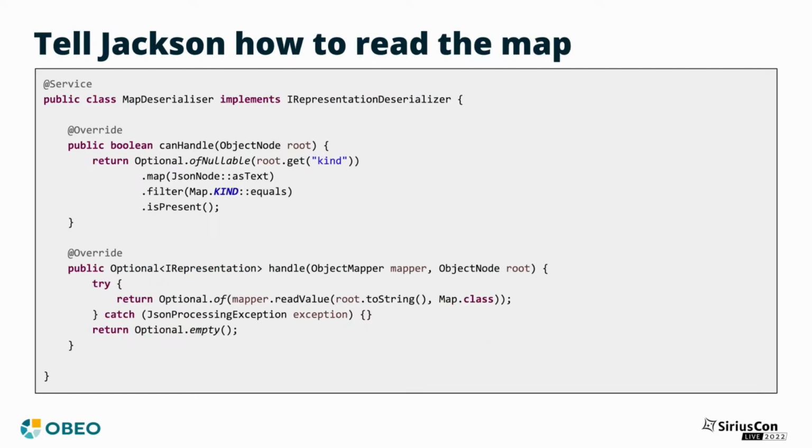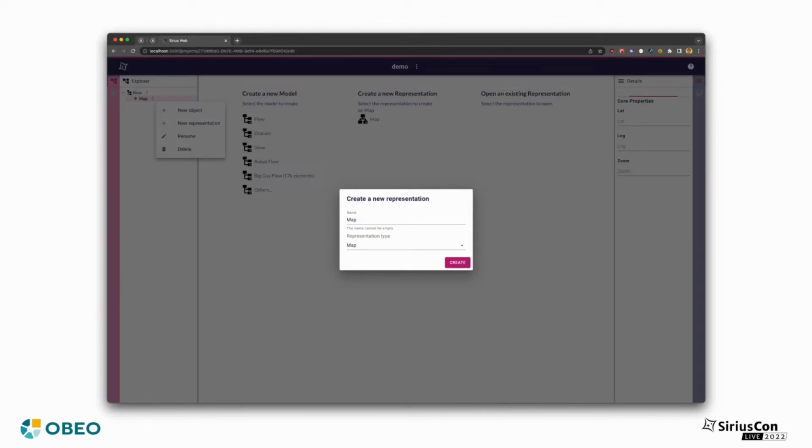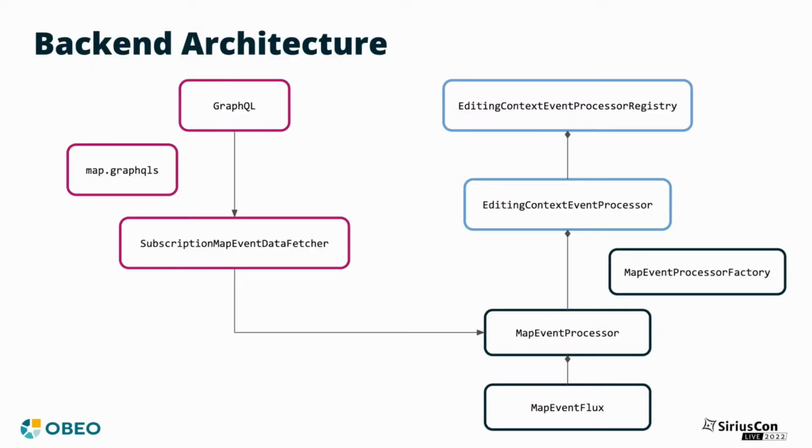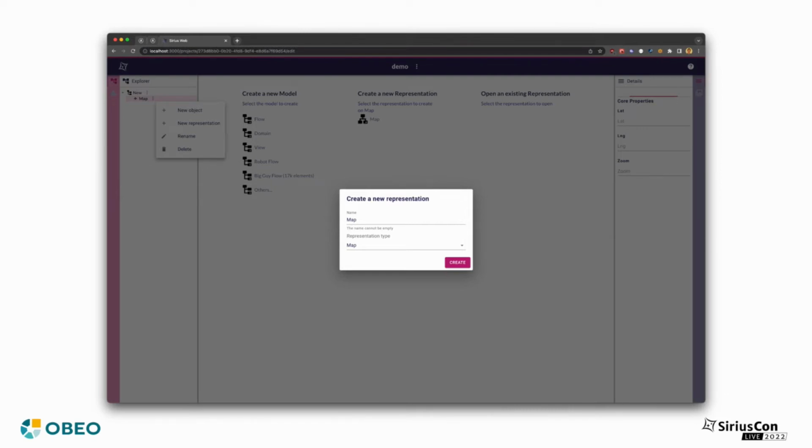We also need to tell Jackson, which we are using for the JSON serialization, how to read our data structure. It's fairly easy. And after that, we can start creating map representation. So we can create it, it will appear in the Explorer, but we can't open it yet. If we try to click on it in the Explorer, the backend will just tell us that it doesn't know how to manipulate this representation and doesn't know what to do with it.